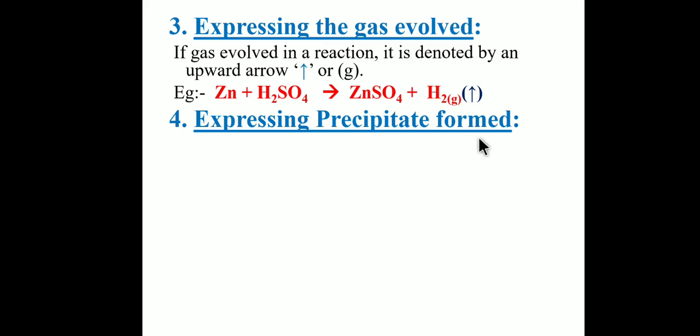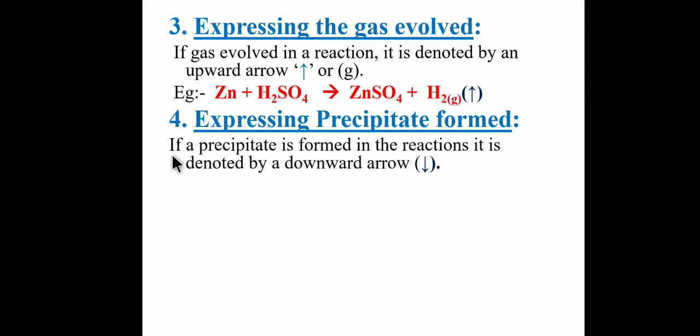What is a precipitate? If any substance formed during a chemical reaction is insoluble in that solution, that is called a precipitate. So if a precipitate is formed in a reaction, it is denoted by a downward arrow mark. This downward arrow mark you also have to represent towards the product side. There is no possibility to represent it towards the reactant side. Keep this in your mind.